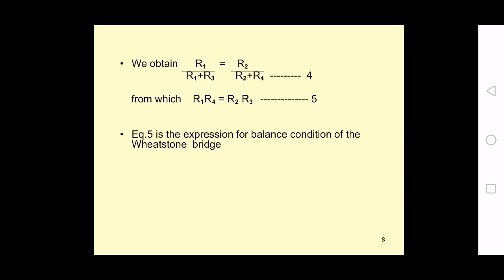Then you will get R1 R2 plus R1 R4 equal to R1 R2 plus R2 R3. So R1 R2 gets cancelled. You will get R1 R4 equal to R2 R3. This is equation 5. So this equation 5 is the expression for the balance condition of the Wheatstone bridge. So the Wheatstone bridge is balanced when R1 R4 is equal to R2 R3.